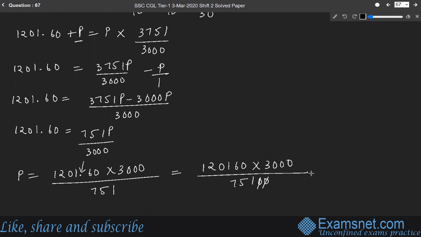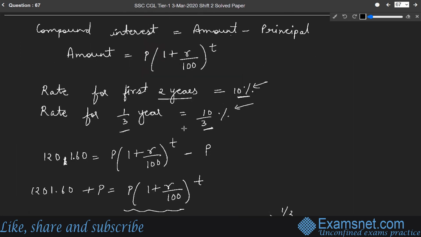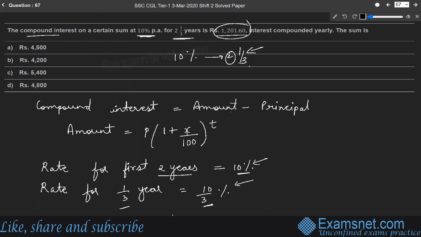This 0 and this 0 will be cancelled, okay? Now further when we simplify this value, it will be equal to 4800. And remember this is the value for the principal, which is the sum, okay? So this is the required answer for this question, which is 4800 rupees. So the sum is rupees 4800, which is option number D here. The correct option is option D here.